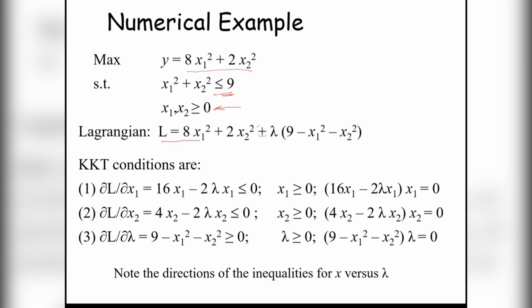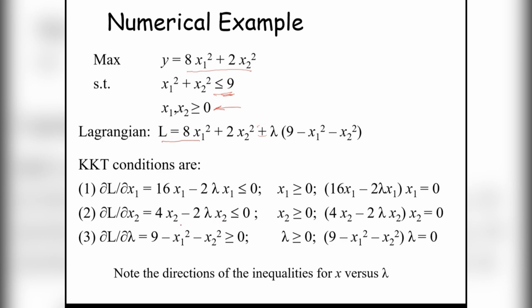All right, so the KKT conditions are as follows. The partial of L, the Lagrangian, with respect to x1 is equal to the first derivative of the objective function, which is 16x1, minus the derivative here where we have the lambda times 9 minus x1 squared, so we'd have a 2 lambda times x1, and it has to be less than or equal to 0. x1 has to be greater than or equal to 0, and then we notice that x1 times that partial of L with respect to x1 has to be equal to 0 as well.